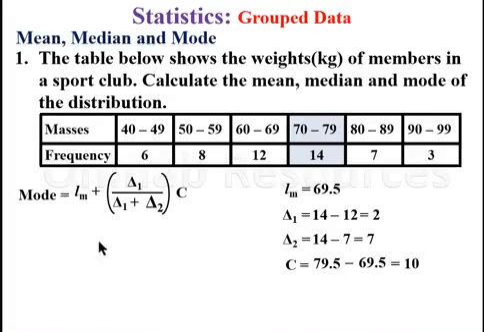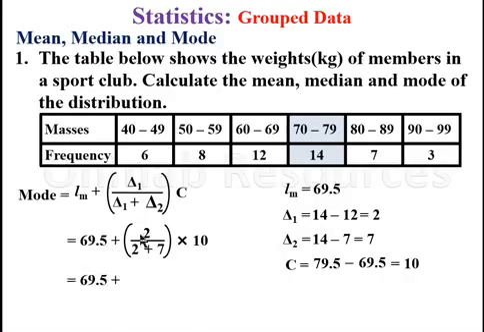So LM is 69.5 plus 2 over 2 plus 7, then multiply by 10. So here we have 69.5 plus 20 over 2 plus 7, which gives 9. So 20 over 9. From our calculator, we have it as 71.72 as the mode of this distribution.